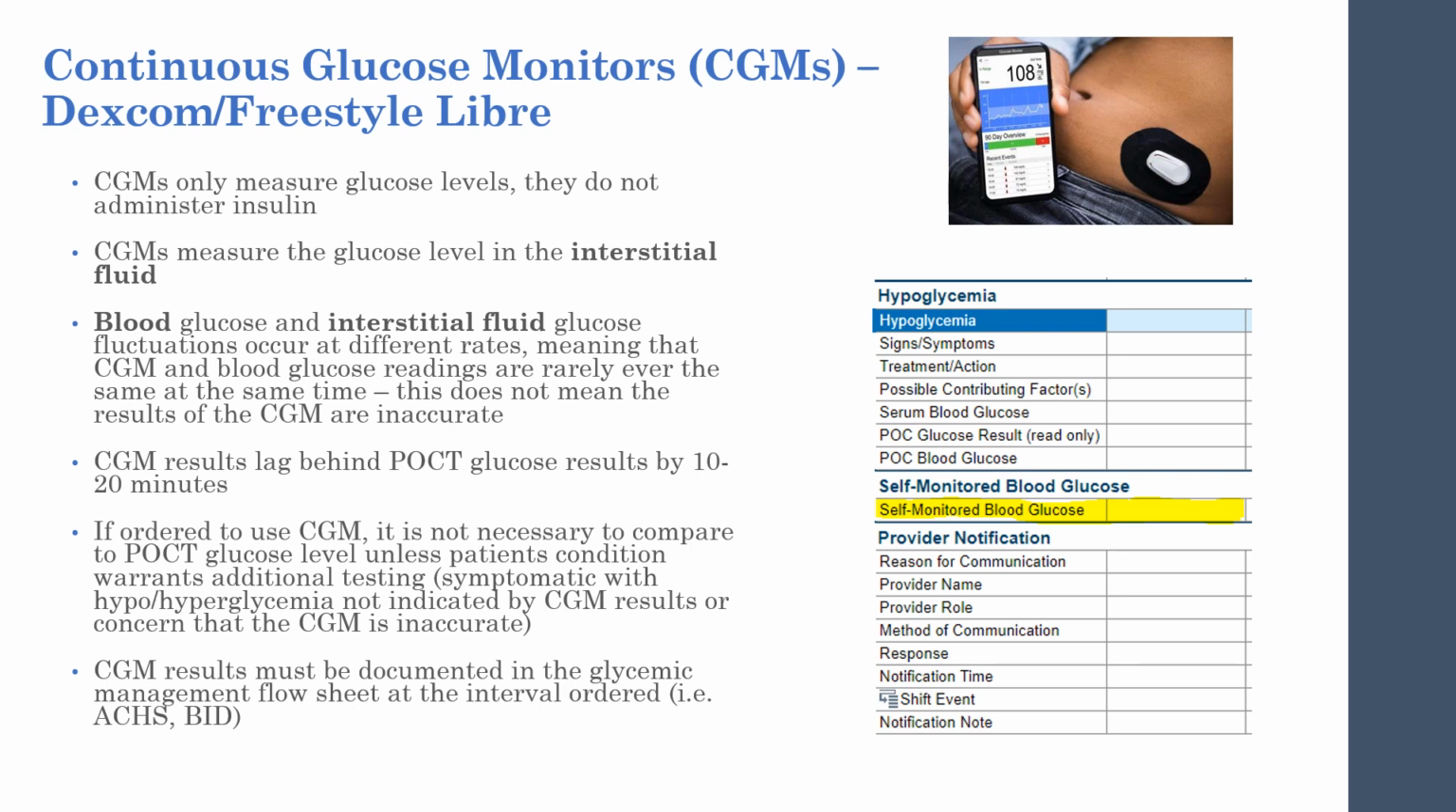CGM results must be documented in the glycemic management flow sheet at the interval ordered. If it's ordered for ACHS, we would document an ACHS in the flow sheet as pictured here on the right-hand side.